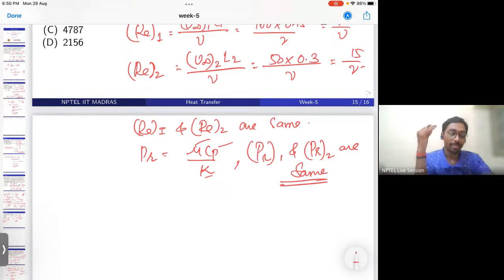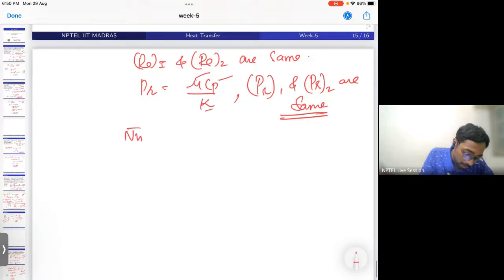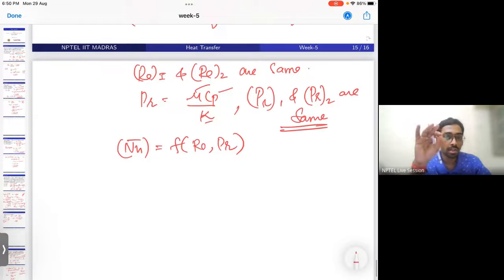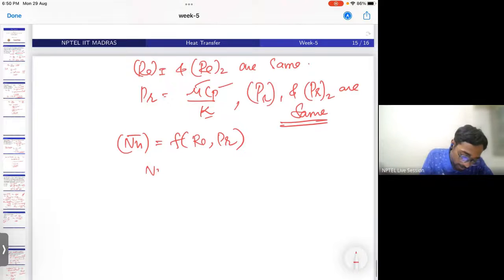As we know, the average Nusselt number is a function of only Reynolds number and Prandtl number. It's not a function of the characteristic dimensions. I'm talking about the average Nusselt number, not the local Nusselt number. So as Reynolds number and Prandtl number are the same for both cases, the Nusselt number of the first case and the Nusselt number of the second case are the same.